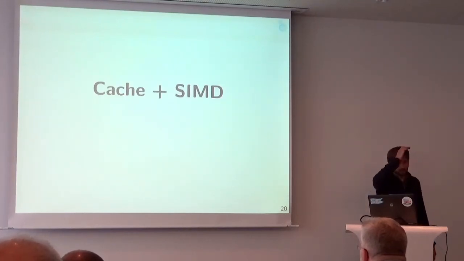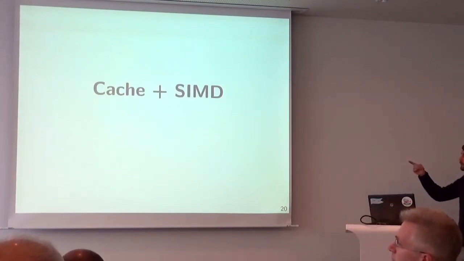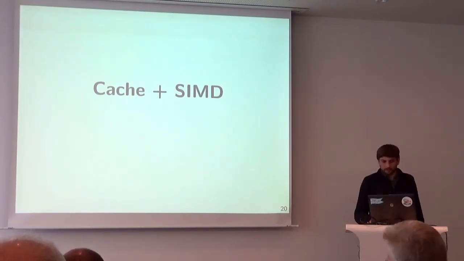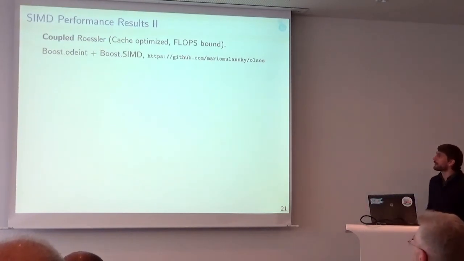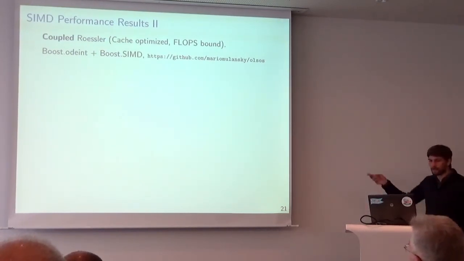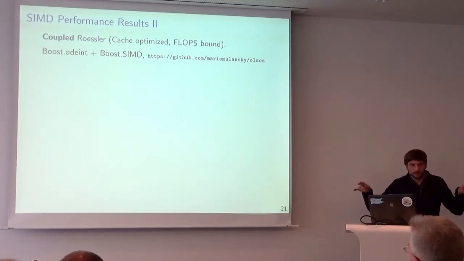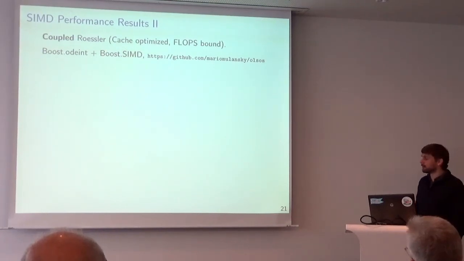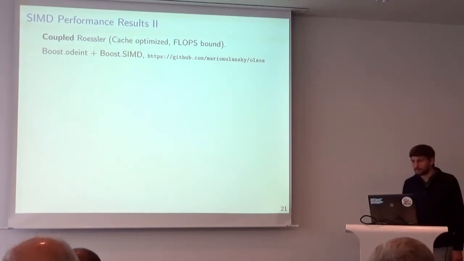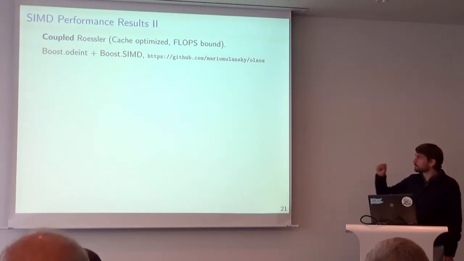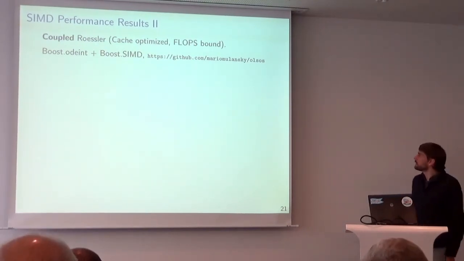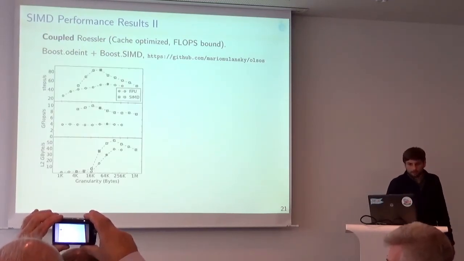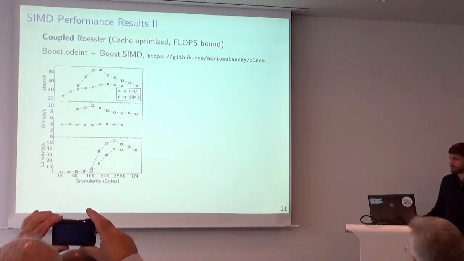Okay, but this is not what I really wanted to do. I wanted to increase performance of my cache optimized stuff. So let's look at how this works. Again, those coupled systems with nearest neighbor coupling, I'm using already the cache optimized version that I presented before, where I was convinced that it was flops bound. Again, based on Boost ODE and Boost Simdi, and the source codes, I already published them on my GitHub. So if you're interested, you can see things there.